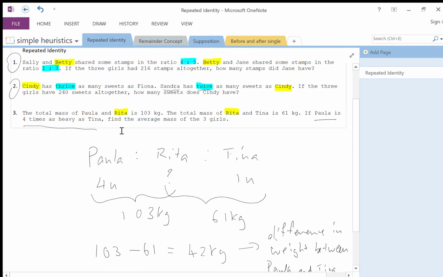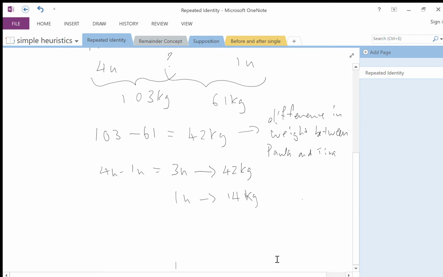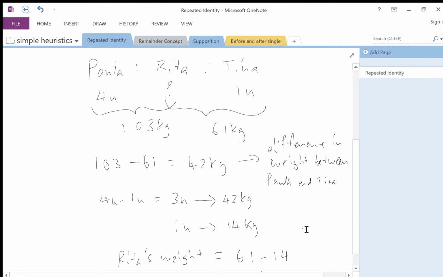Right? And the question is, find the average mass of the 3 girls. Now, if I know that one unit is 14 kilograms, let's just double check that, because it looks a little weird. Yep, that's right, for Tina to be only 1 unit. Right, so how heavy is Rita? Rita's weight is equal to 61, take away 14, 47 kilograms. So Rita is 47, Tina is 14.